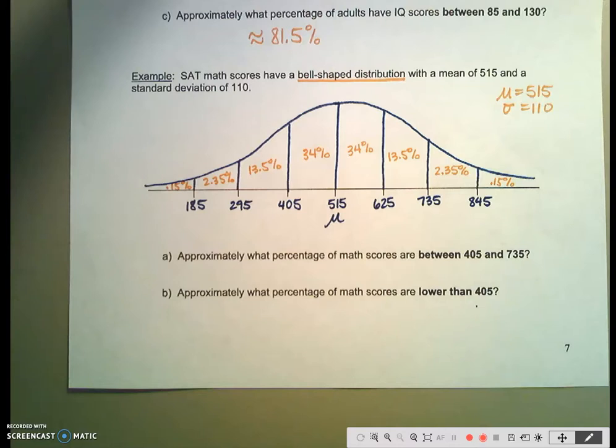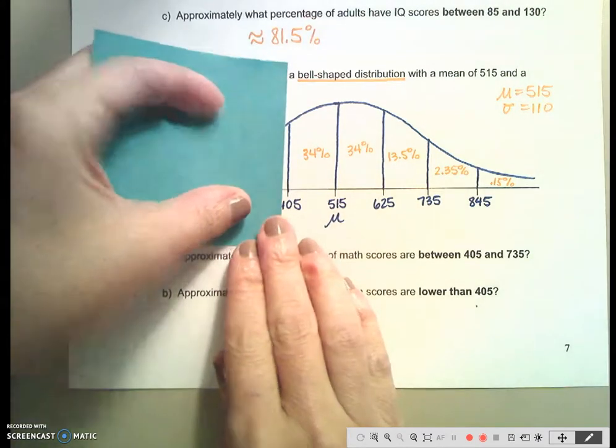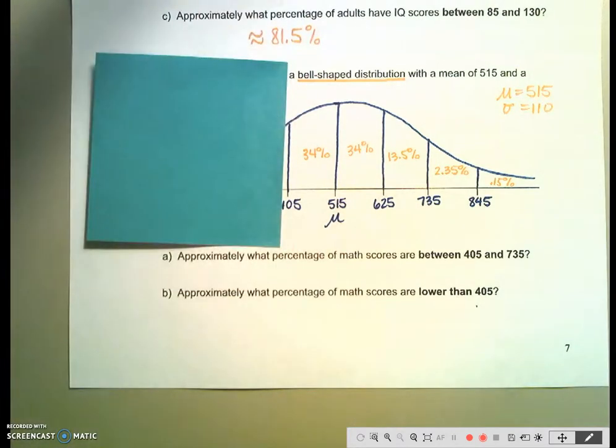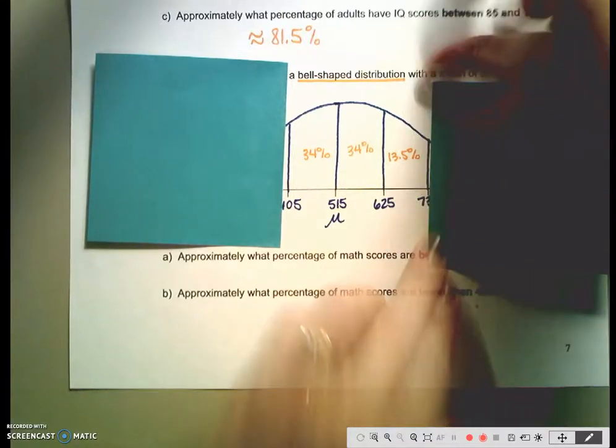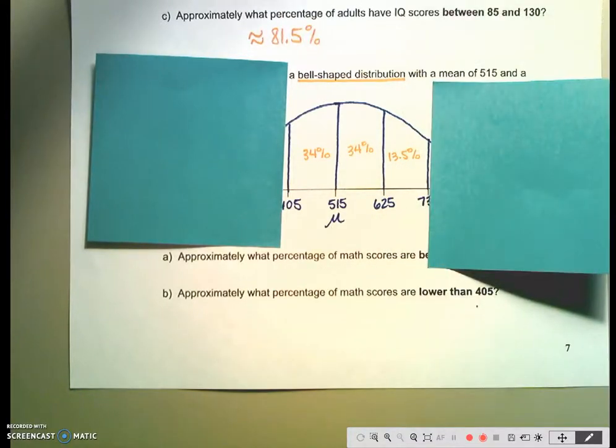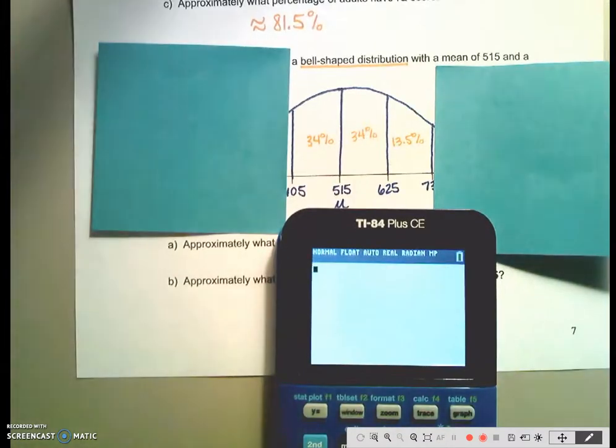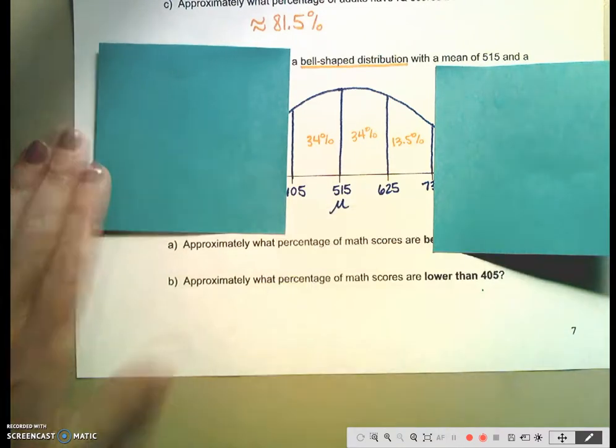Approximately what percentage of math scores are between 405 and 735? Okay, if those numbers don't appear on your number line, you probably did something wrong. So those should be there. Between 405, which is right there, and 735, which is right there. Well, that sure looks a whole heck of a lot like another region we did on the previous example. 34, 34, 13.5, 81.5.